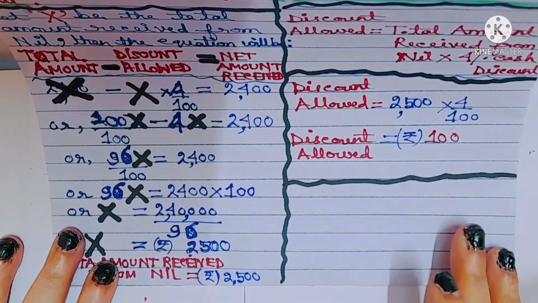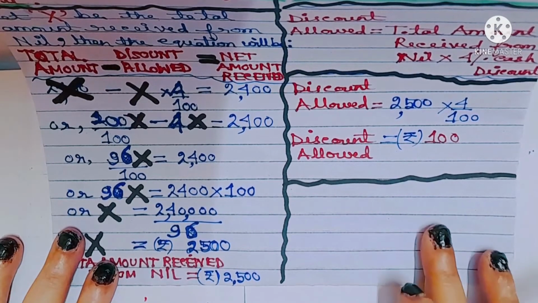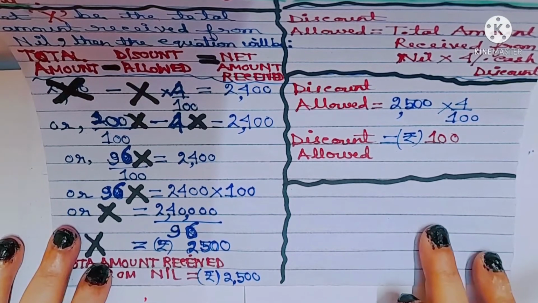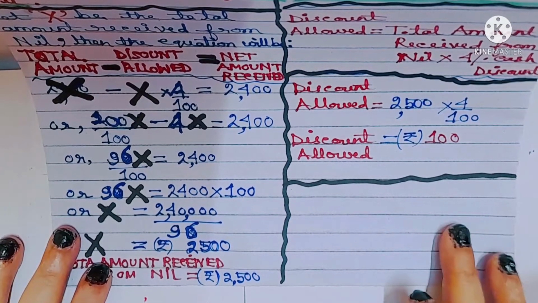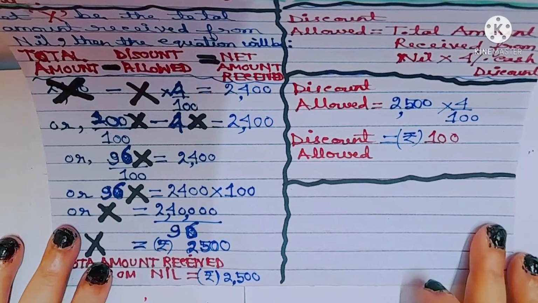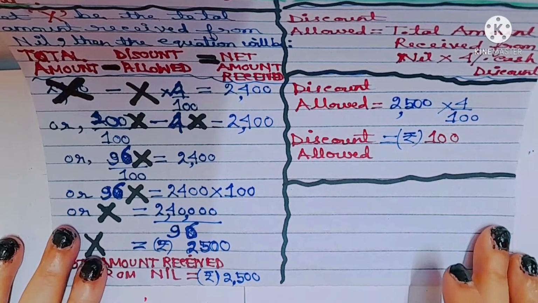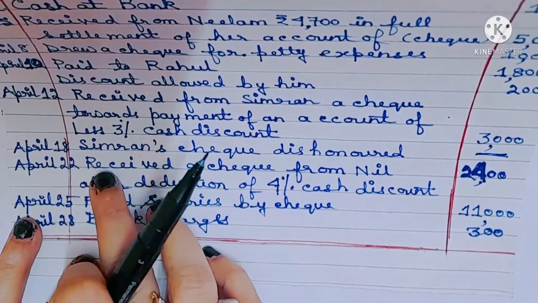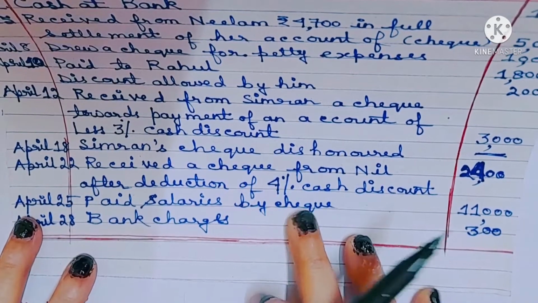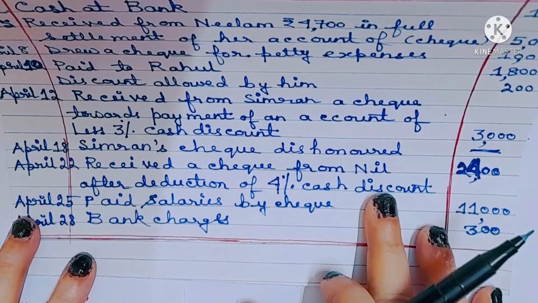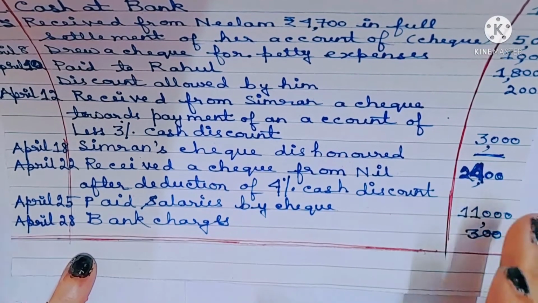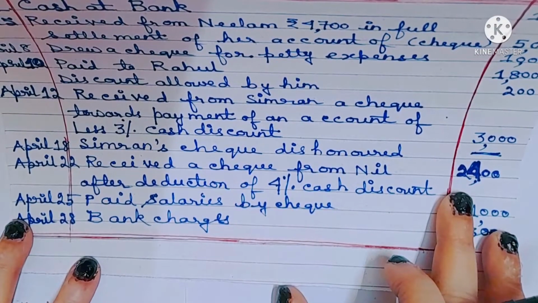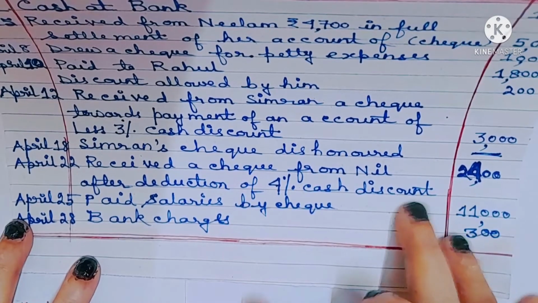Or there is another way. Discount allowed is equal to total amount received from Neil 2,500 minus net amount received from Neil 2,400. So you'll get rupees 100. Okay. So let's write. What will be the journal entry? The journal entry will be bank account debit 2,400, discount allowed account debit 100. Now we know because we have calculated discount allowed. To Neil account 2,500.